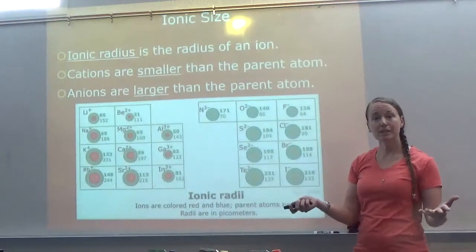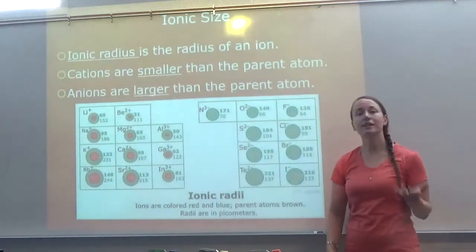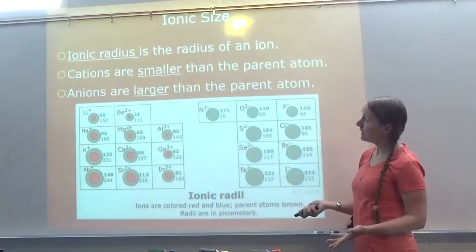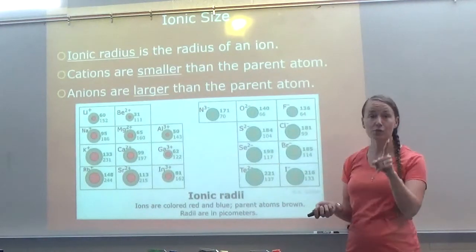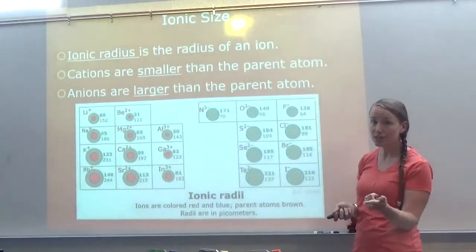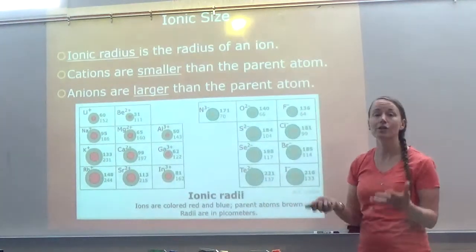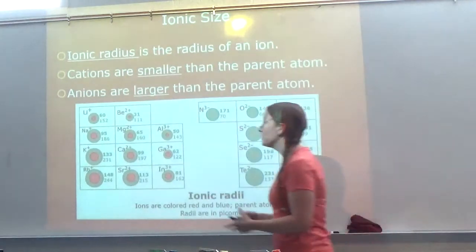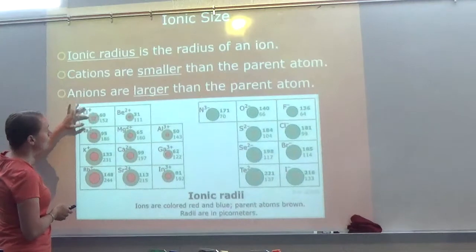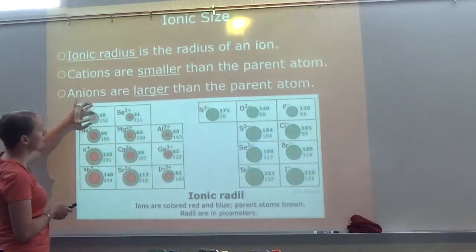So the next one we're going to discuss is ionic radius. So we already did atomic radius. Ionic radius is the radius of an ion. Cations, remember those are positive, which means they've lost electrons. Since they've lost electrons, they are smaller than the parent atom. So for example, the brownish or tannish circle you see was the original radius of lithium.